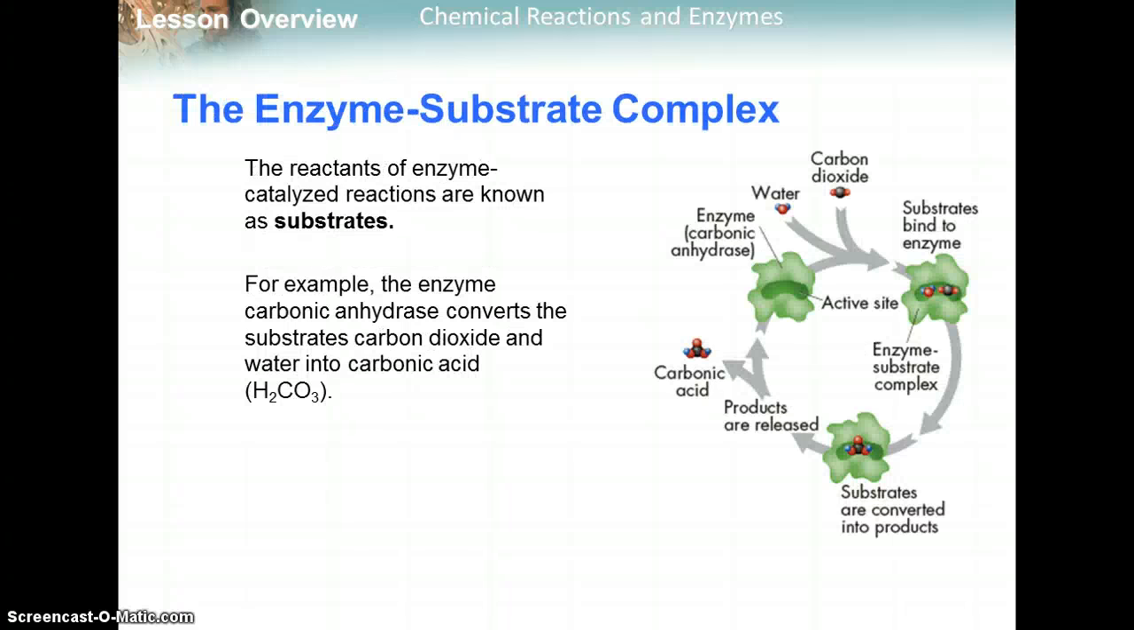When you're looking at an enzyme, the reactants of enzyme-catalyzed reactions are known as substrates. So a substrate is anything that an enzyme will work on, okay? For example, the enzyme carbonic anhydrase converts the substrates, carbon dioxide and water, into carbonic acid. Whatever the enzyme is working with, for example, amylase in your mouth works specifically with starch, okay? It won't work with other things like protein or lipids, but it works specifically with starch.